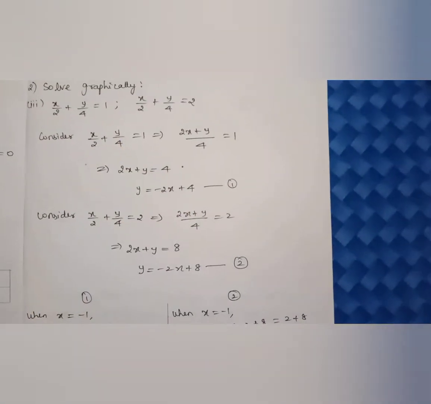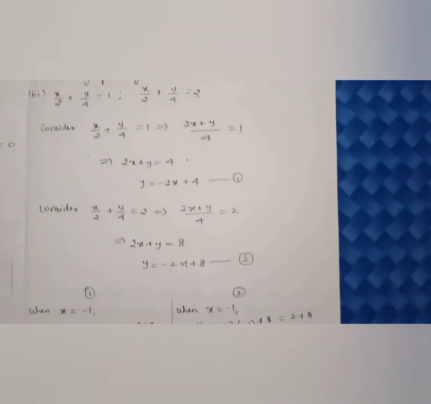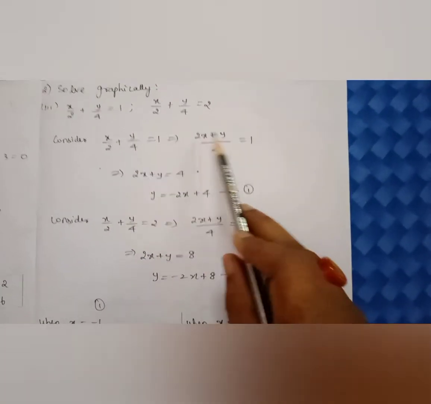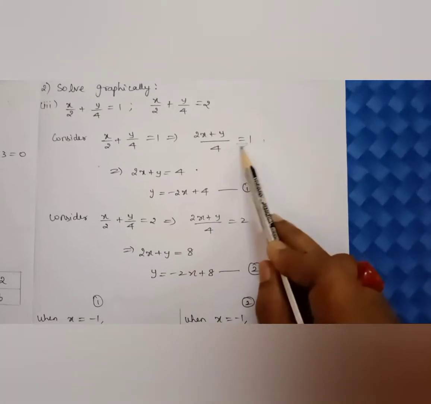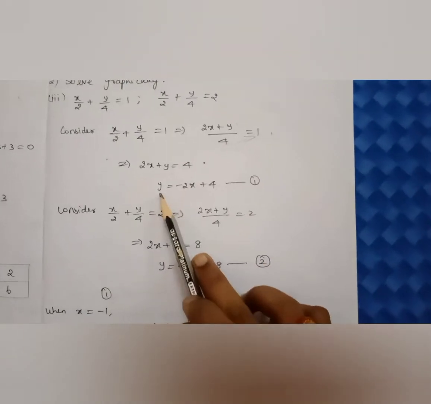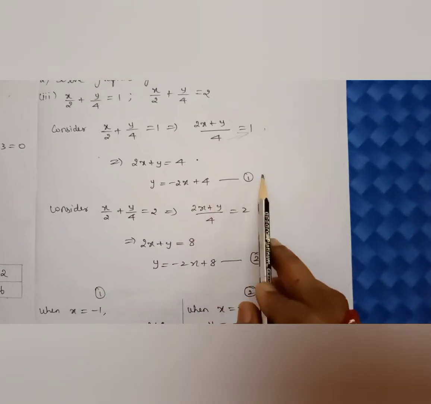You cannot have the equations in terms of fractions. So convert them, take LCM. So 4 is going to be the LCM. So 2x plus y by 4 equal to 1. Cross multiply. So 2x plus y is equal to 4. So I will make it in terms of y equal to minus 2x plus 4 and name it as 1.